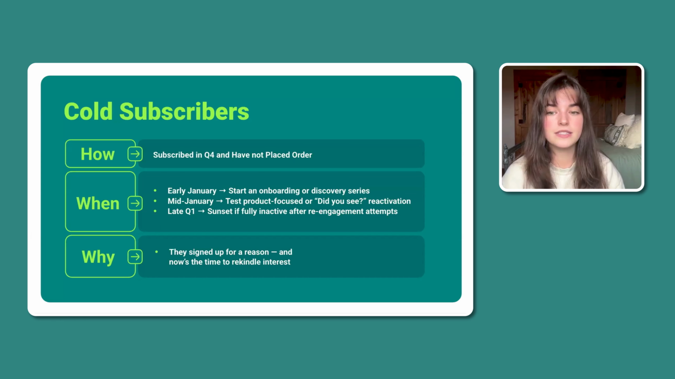Segmenting them separately also prevents fatigue for loyal buyers with entry-level content. Again, this is why we're here. This is why we're segmenting. It's just to make sure that we're making the most personalized, relevant content for each of these segments based on where they're at in their customer journey. All right, and let's see. The most important thing is obviously to sunset after some time to ensure you don't hurt your deliverability and you maintain a clean and engaged list.